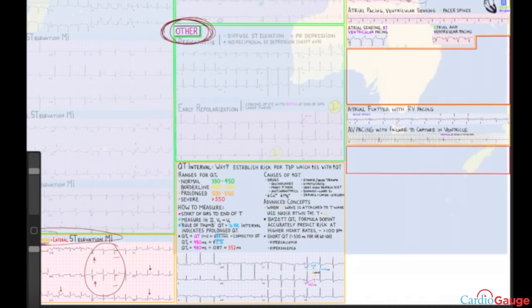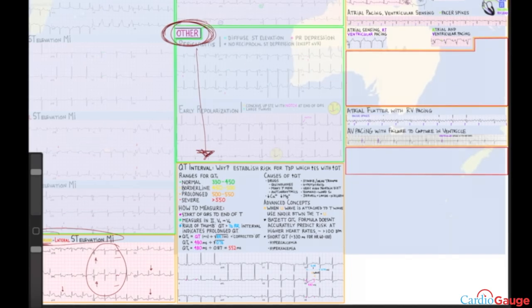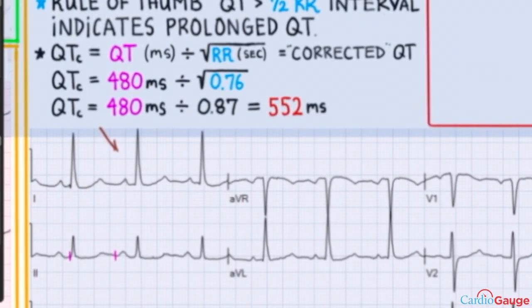Other for level 2. So the first topic for that is QT interval. The QT interval is the time from the start of the QRS to the end of the T wave. So something like that in this lead anyway, in lead 1. And why do we care about the QT interval?